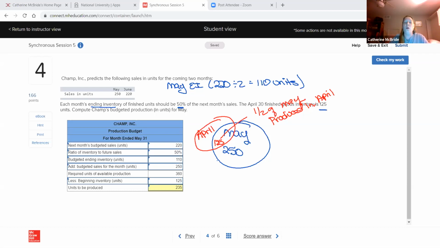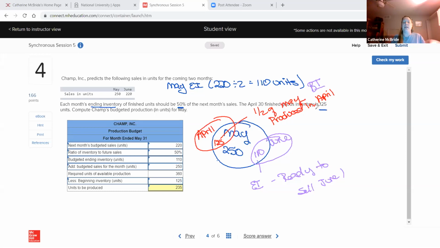Now, we also need to have something ready to sell on June 1st. So in May, we're going to produce half of what we need for June. And half of what we need for June is 110 units. So this is our ending inventory, ready to sell on June 1st. And this is our beginning inventory, ready to sell on May 1st.